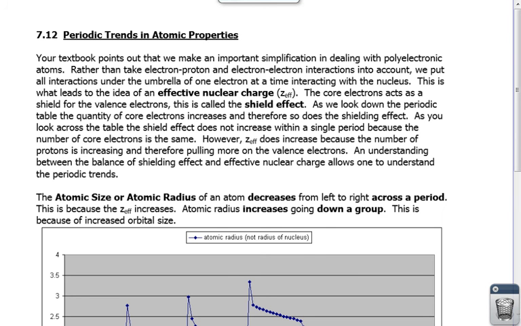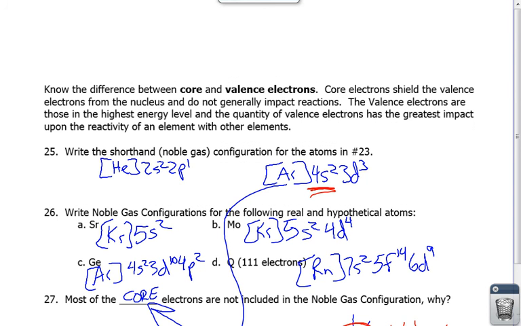And we're done. So make sure you know how to do electron configurations, noble gas configurations, and simple orbital diagrams.